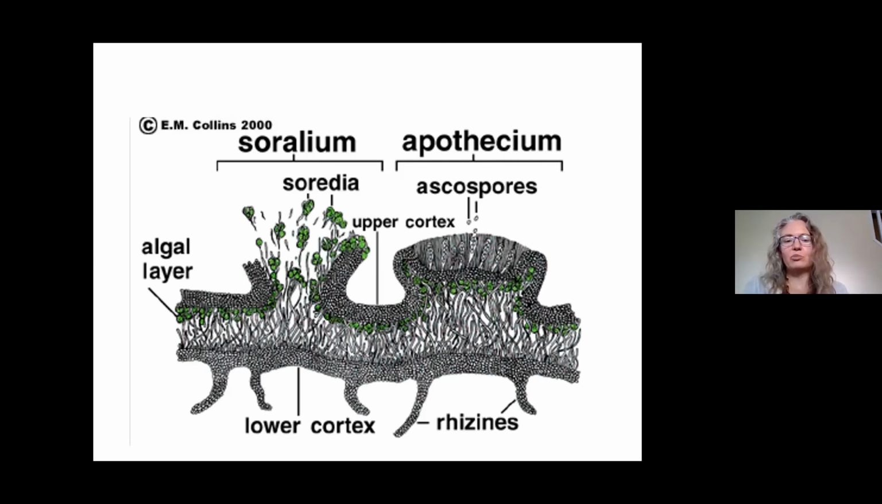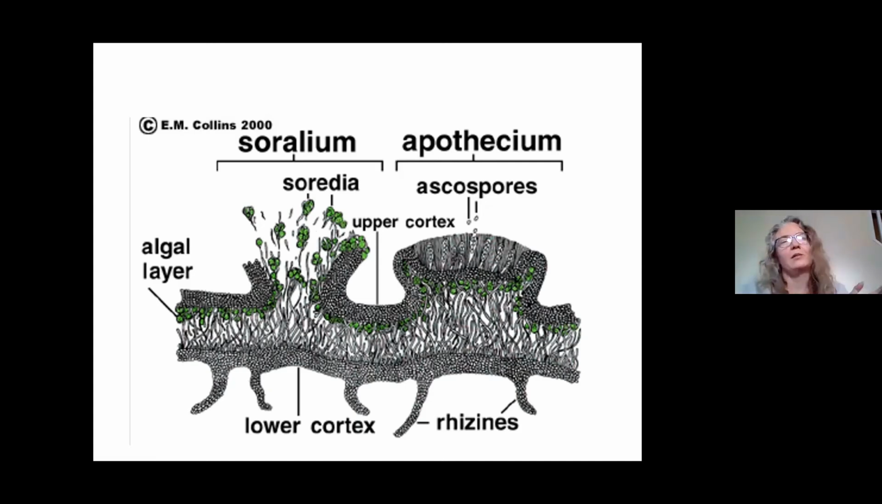And then we see that there's a break in the upper cortex, and some little packets of algae wrapped around with little fungal hyphae are escaping out of the middle there. So if it's a windy day, they might blow away. If it's a rainy day, they might get splashed away and carried to a new place. So each little packet of algae and fungus together is called a soredium.